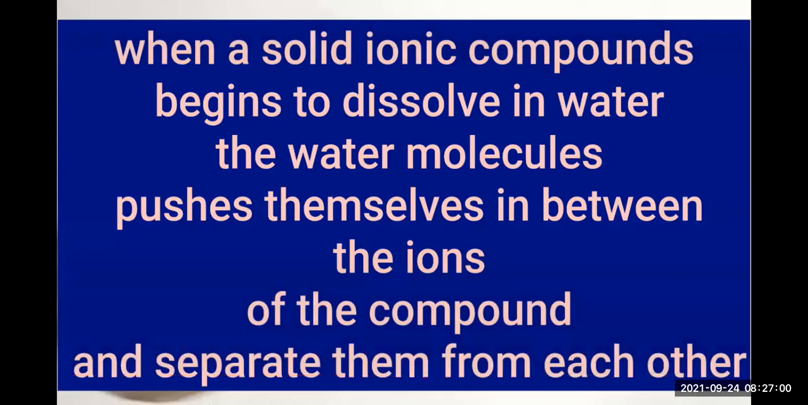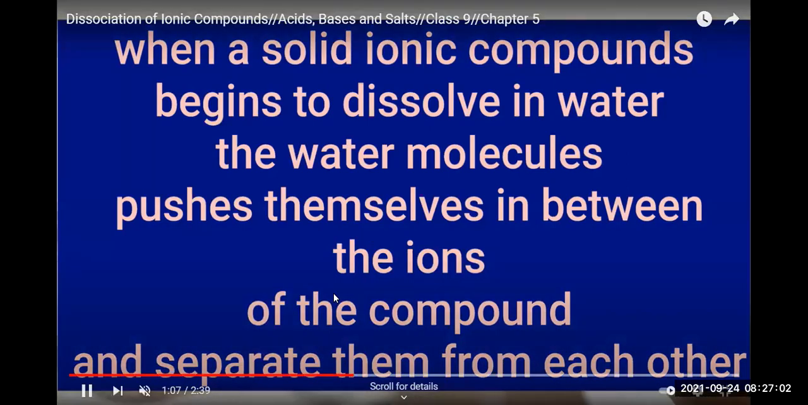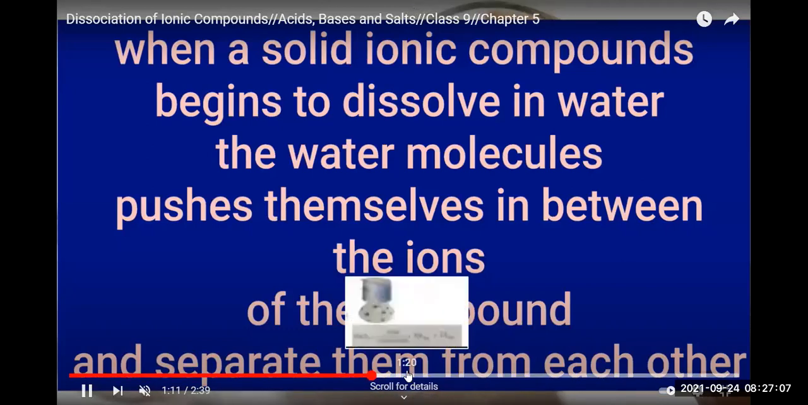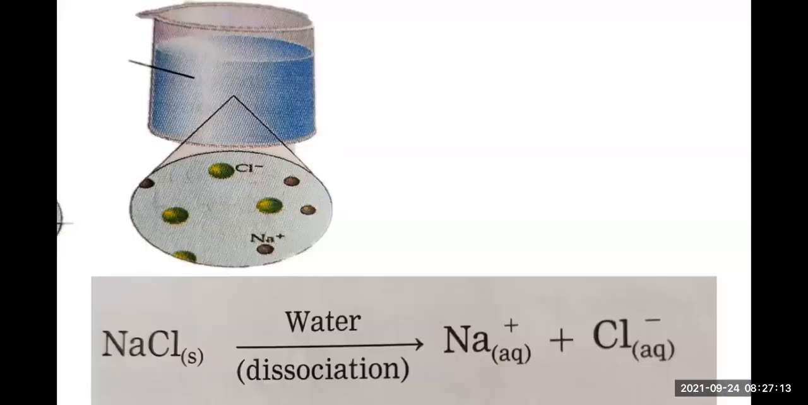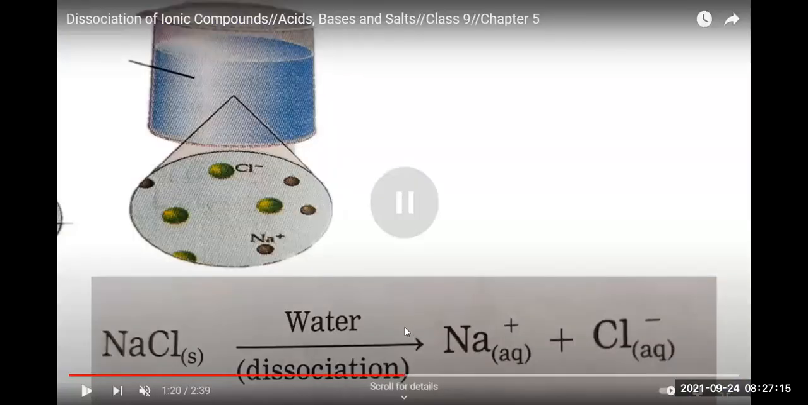And what we are getting there: when a solid ionic compound begins to dissolve in water, the water molecules push themselves in between the ions. Means when it is dissolved in the water, it will get separated from each other. We have seen NaCl converts into Na plus and Cl minus. And this process, the separation of ionic compounds from each other, is called dissociation.